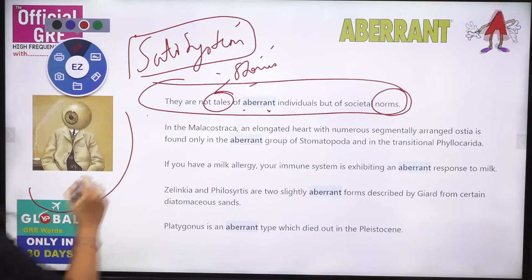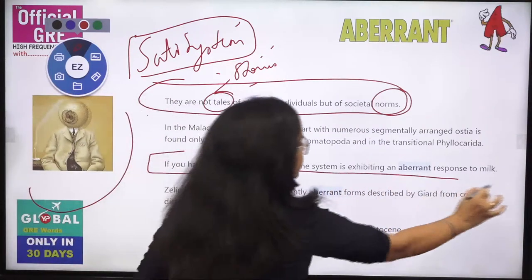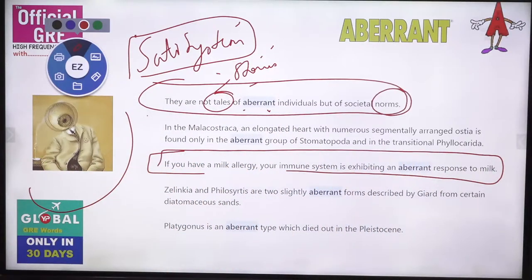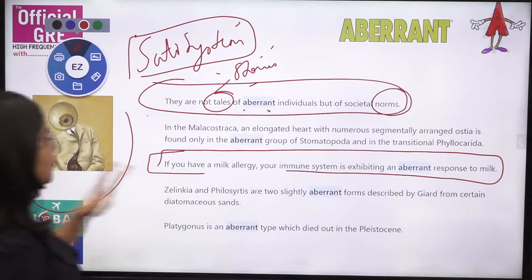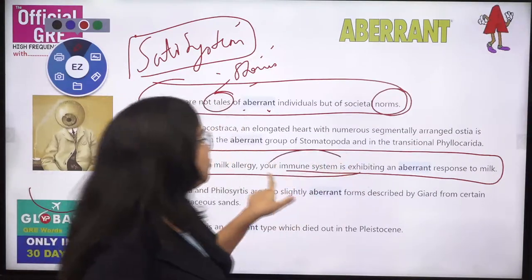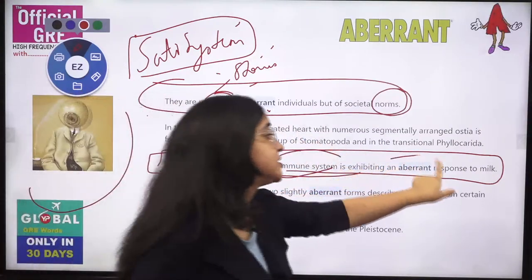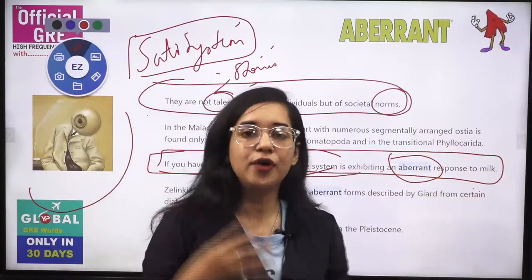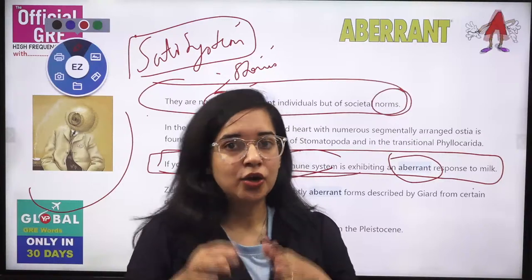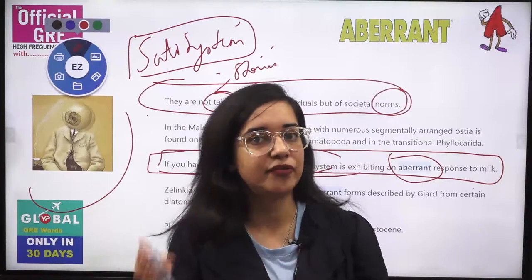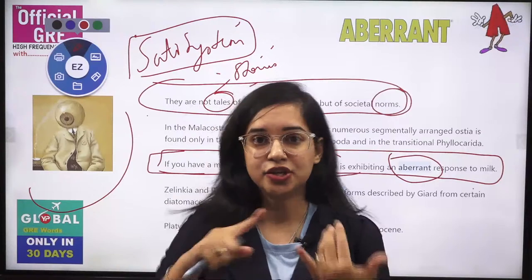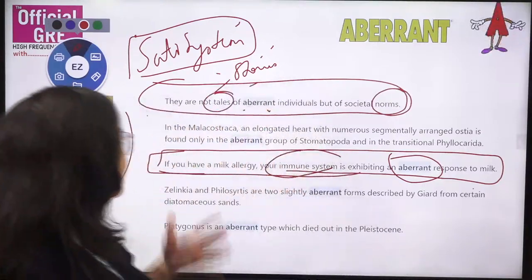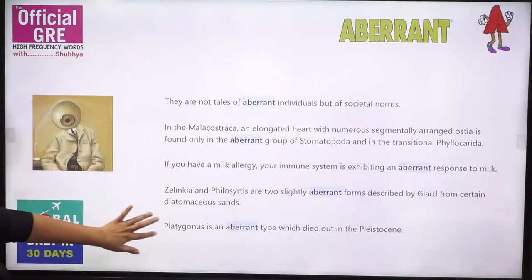Next is, if you have milk allergy, your immune system is exhibiting an aberrant response to milk. Now, there are some people who have got wheat allergy, milk allergy. So, what will happen? Your immune system at that time gives an aberrant response to milk. Matlab, achha, sahi response nahi deta hai. So if you have allergy, your immunity goes not in the normal direction, but in a different direction. And what does aberrant mean? Not normal, different, deviating, something like that. So this was your next word, that is your aberrant, right?